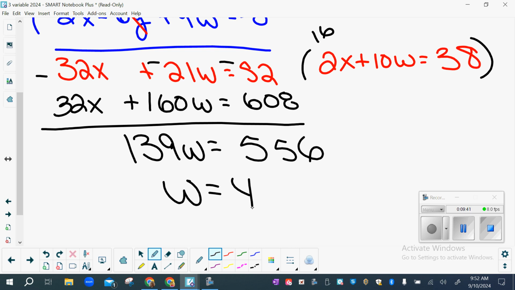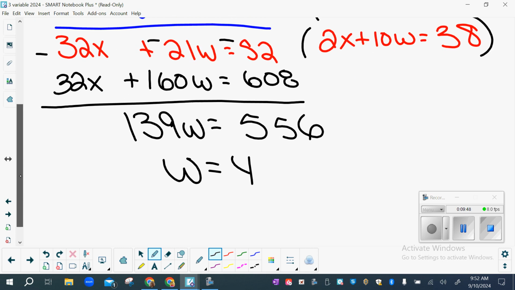Now here's where this gets weird. We now have to go backwards to get our other letter, right? So here is some choices. You can plug this 4 into this guy, or this 4 into this guy, or this 4 into this guy. I'm going to pick this guy because he's the smallest letters again. But you do you. So right now, again, with your table mates, plug in the W and tell me what X is, or tell your neighbors what X is. Be smart.